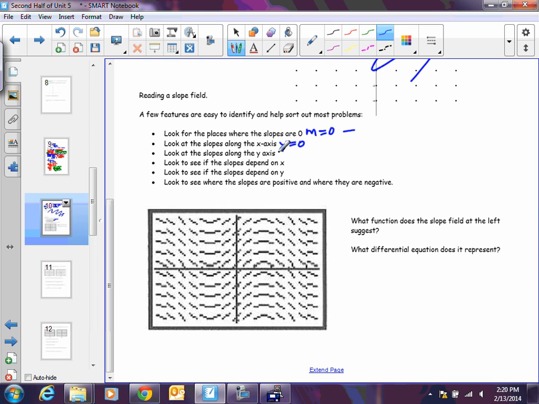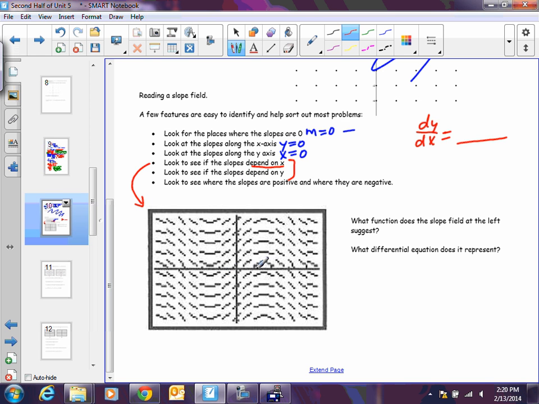What about along the y-axis? X is 0. All right, now for these next two, I did not really talk about this yesterday. Sometimes you only have x in your dy over dx. So what I mean by this is dy over dx equals something, right? Sometimes there's an x and a y over here, but sometimes there's only an x. And when that happens, y doesn't matter. And that's what's happening in this problem right here.